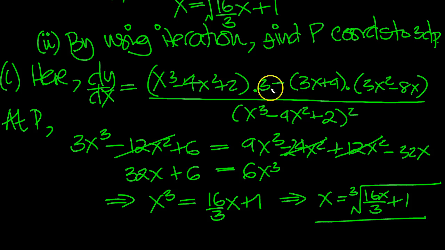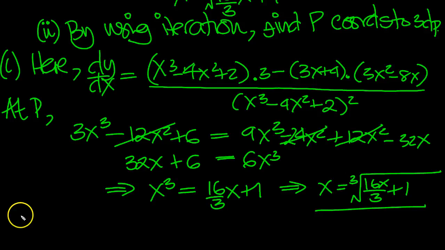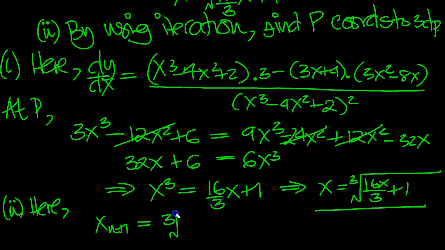So now we know the initial value is approximately 2.4, and it says use an iterative process to find the coordinates of P to 3 decimal places. So let's have a look at that then. In this case, we're going to have an iteration formula: x to the n plus 1 is equal to the cube root of 16x to the n over 3 plus 1. And our first value we can start off with is x0 is 2.4.